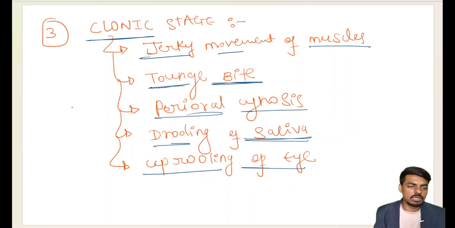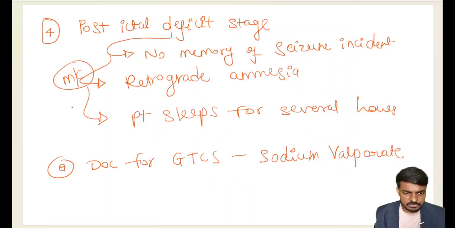So what are the signs and symptoms that occur in the clonic stage? There are abnormal jerky movements of the muscles. Along with that, possible tongue bite, and perioral cyanosis, meaning around the mouth there is a bluish discoloration, the drooling of saliva from the mouth, and uprolling of the eyes. That indicates the clonic stage of the generalized clonic seizure.